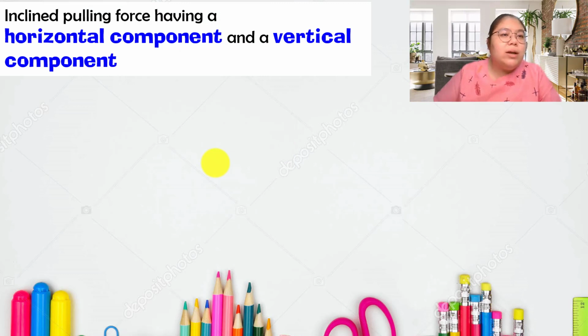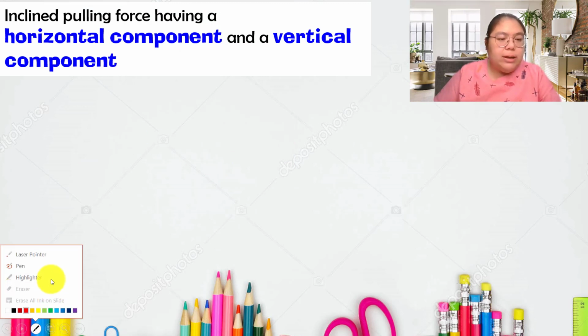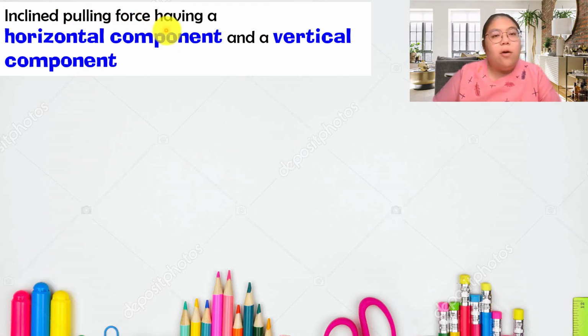Okay, the first one, they say the inclined plane. The pulling force has a horizontal component and also a vertical component. So from here, for the inclined plane, we need to resolve it into horizontal and also vertical components. Then finally, we can solve it using the resultant force. Okay, let's see the diagram.